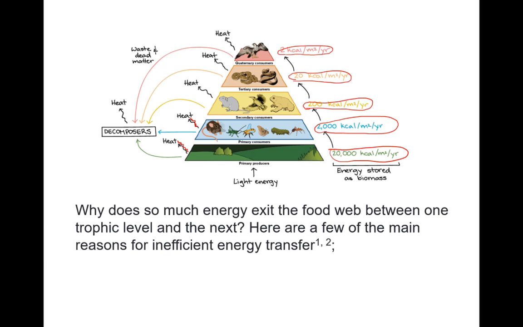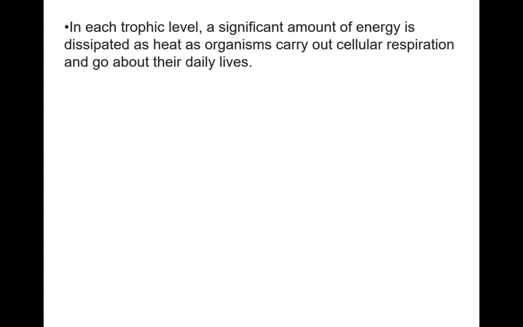Why does so much energy exit the food web between one trophic level and the next? Here are a few of the main reasons for inefficient energy transfer. In each trophic level, a significant amount of energy is dissipated as heat as organisms carry out cellular respiration and go about their daily lives. It means it's lost or given off.